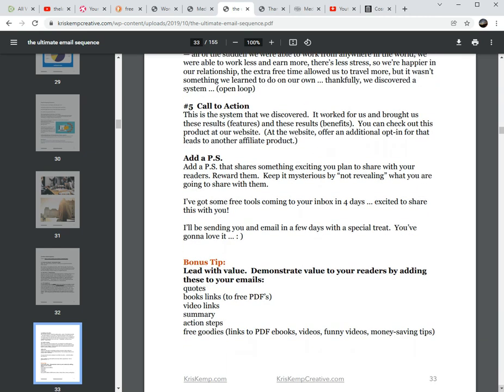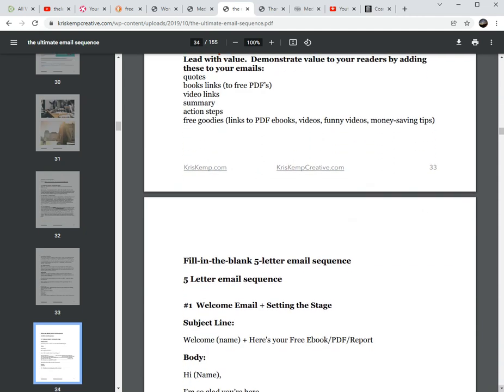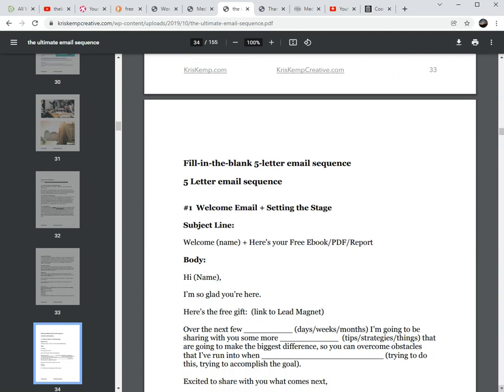It's probably pretty effective. And here's a bonus tip. You want to lead with value. You want to demonstrate value to your readers by adding these to your emails. Maybe some quotes, some book links, free PDF ebooks they can read, video links, summary, action steps, free goodies, links to PDF ebooks, videos, funny videos, money-saving tips. You want to lead with value. Offer value to your reader.